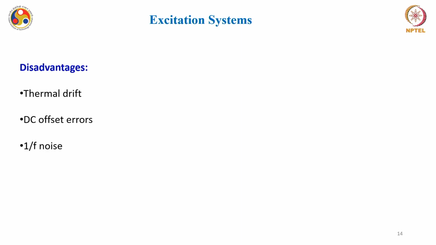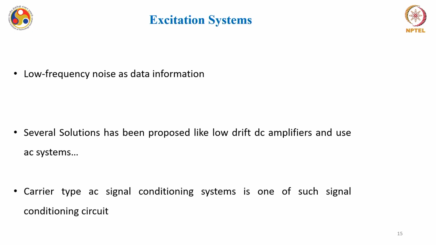However, they also suffer from thermal drift. They have very high DC offset errors, and 1/f noise is something these DC excitation systems are susceptible to. What happens basically is the low frequency noise actually appears as data information. So it's very difficult to segregate between the data and the noise, particularly at low frequencies.